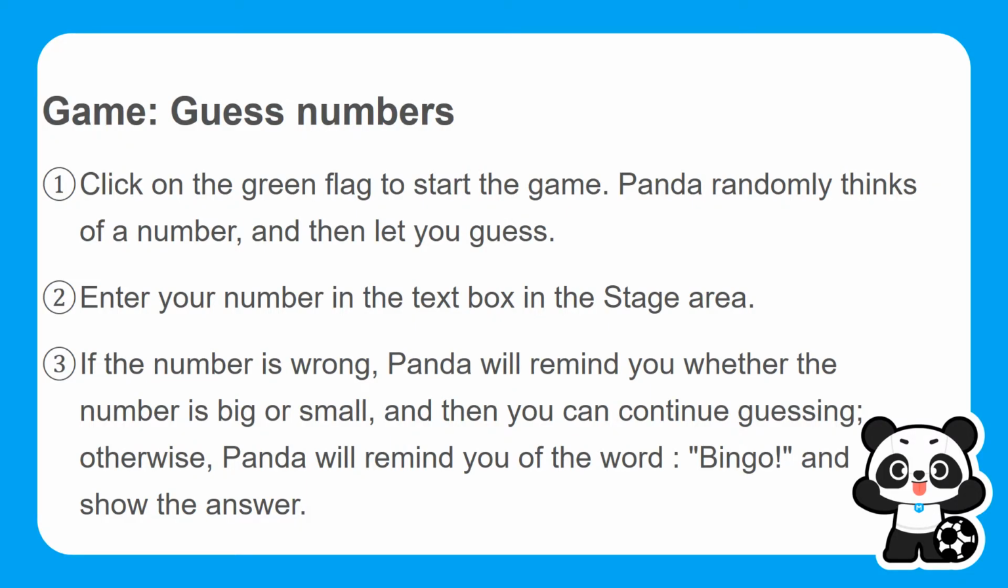The rules of the game. 1. Click on the green flag to start the game. Panda randomly thinks of a number and then lets you guess. 2. Enter your number in the text box in the stage area. 3. If the number is wrong, Panda will remind you whether the number is big or small, and then you can continue guessing. Otherwise, Panda will remind you of the word bingo and show you the answer.